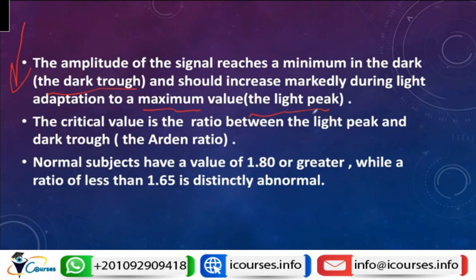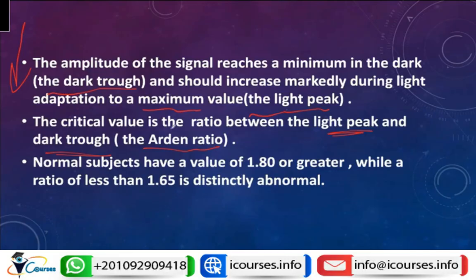So this device will give rise to a ratio, or the recording parameter here is the ratio between the light peak to the dark trough. This is called the Arden ratio. So the Arden ratio is an expression of the ratio between the maximum electrical potential during light to the maximum electrical decline during the trough, or during the dark.